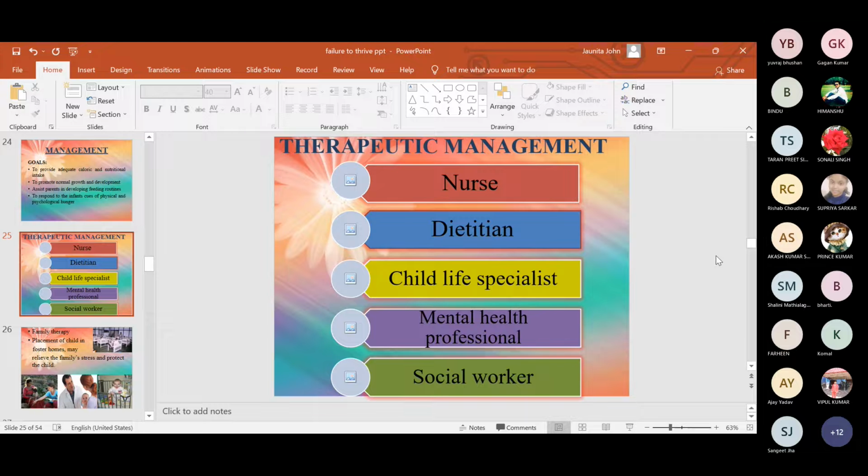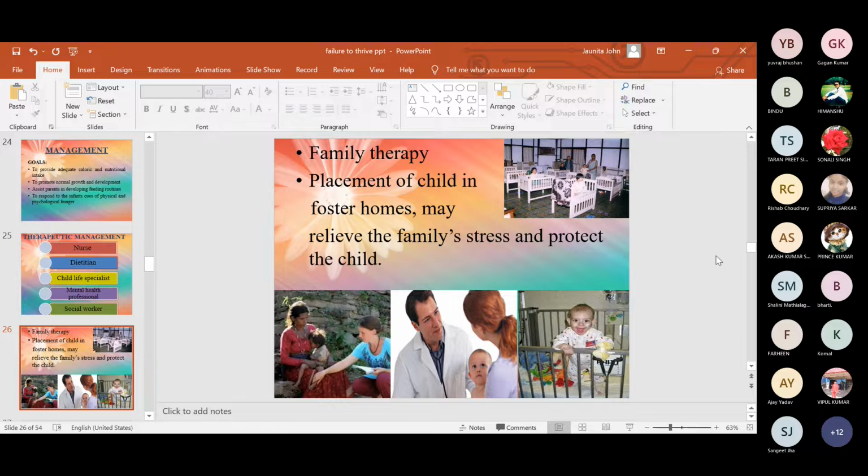Then next is social worker. Under that we will be seeing family therapy. Family therapy will be given to the babies and as well as to the parents of the babies regarding how to take care of a particular baby, how to feed a particular baby, what all counseling sessions have been taken for those parents as well as mothers or whosoever is the first hand care provider to the babies.